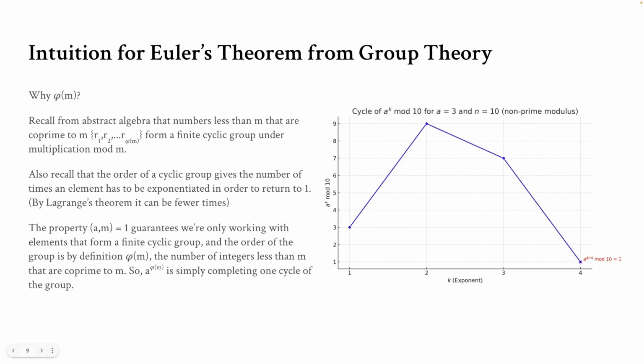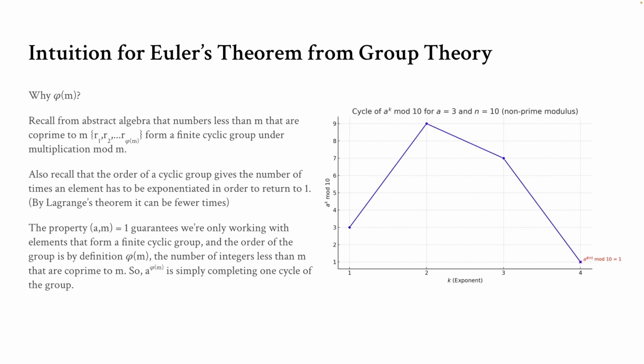And finally, I want to talk just a bit about the intuition behind why Euler's theorem makes sense, borrowing a little bit from group theory. We have this function phi of m giving us the count of numbers less than m coprime to m, which is clearly an important number, but why exactly does raising a to the phi of m give us 1, and why do we need that property that a and m are coprime?